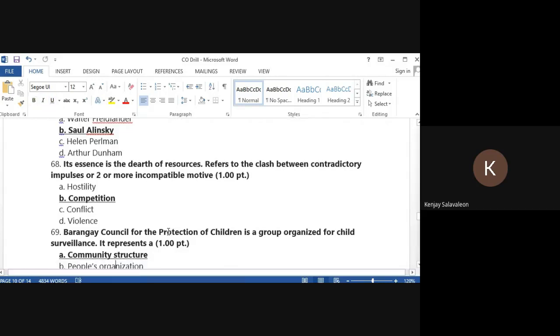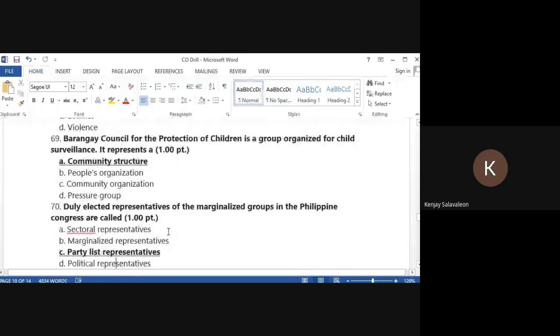Number 69. BCPC, or Barangay Council for the Protection of Children, is a group organized for child surveillance. It represents a community structure. Every barangay, by virtue of the anti-child abuse law, should have this community structure present, because any concern related to, for example, child abuse or child maltreatment, the BCPC will handle that issue. And there should be a budget for the BCPC. In your barangay, assess whether there is a BCPC, or if there is, whether it is functional. So it is a community structure.